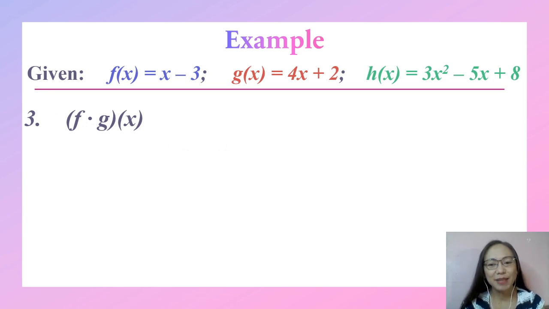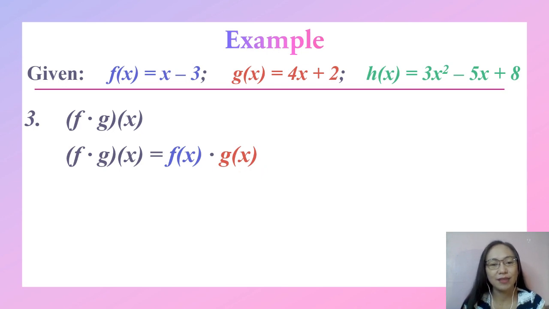Now let's look at multiplication. We have f times g of x. And by definition, this one is f of x times g of x. We substitute the function. F of x here is x minus 3 taken from this, and g of x is 4x plus 2 taken from g of x. Since we are multiplying, we have two terms here, x minus 3, and 4x plus 2, two terms.